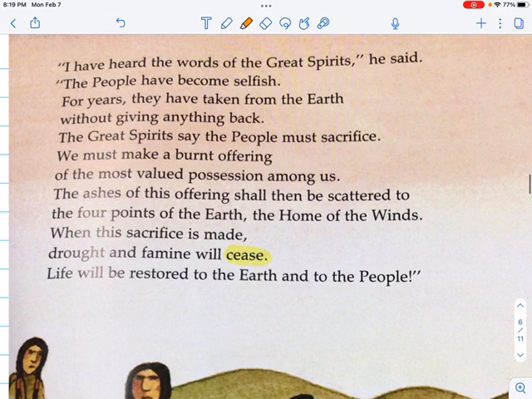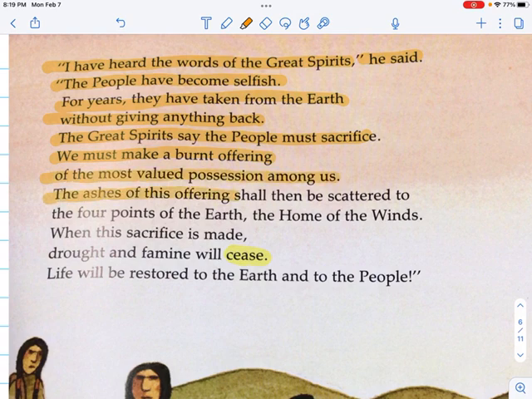I have heard the words of the great spirits, he said. The people have become selfish. For years they have taken from the earth without giving anything back. The great spirits say the people must sacrifice. We must make a burnt offering of the most valued possession among us. The ashes of this offering shall then be scattered to the 4 points of the earth, the home of the winds. When this sacrifice is made, drought and famine will cease. Life will be restored to the earth and to the people.